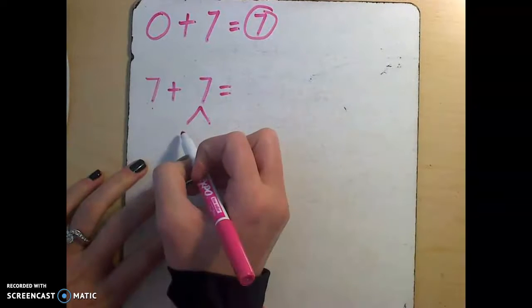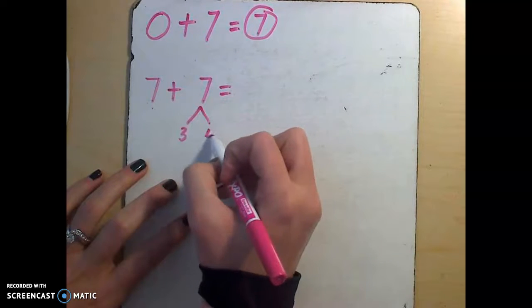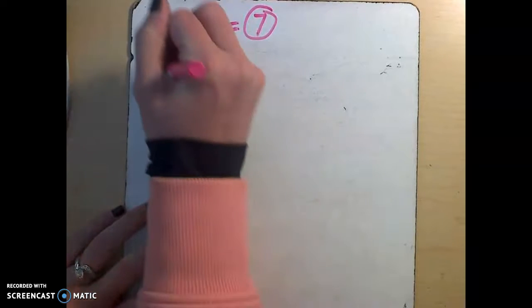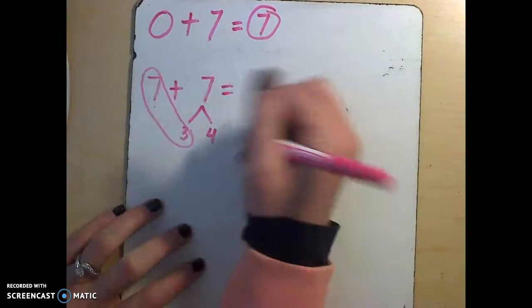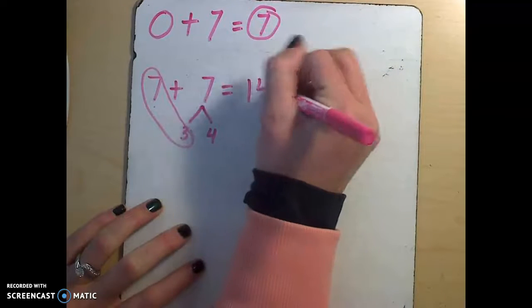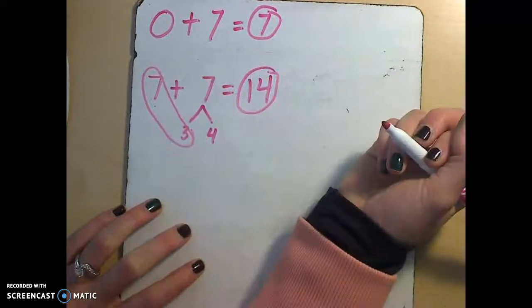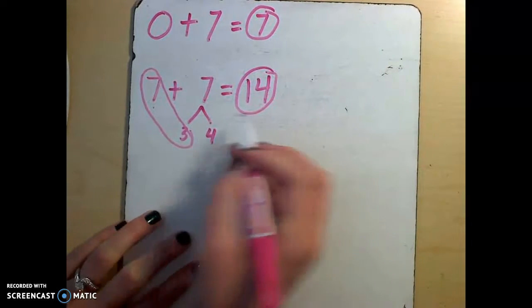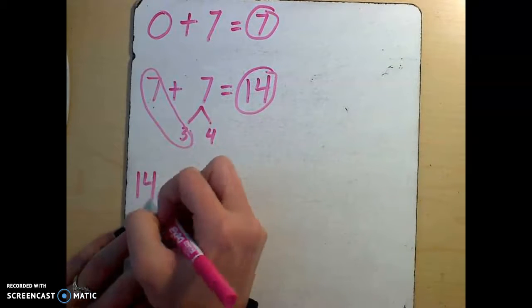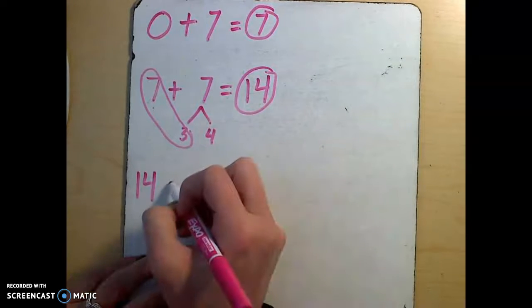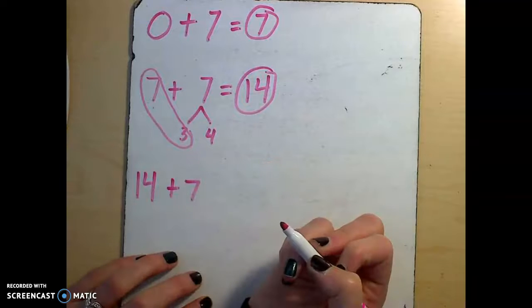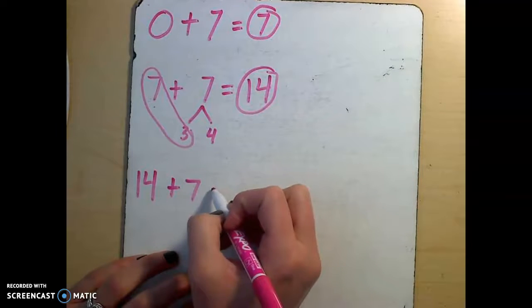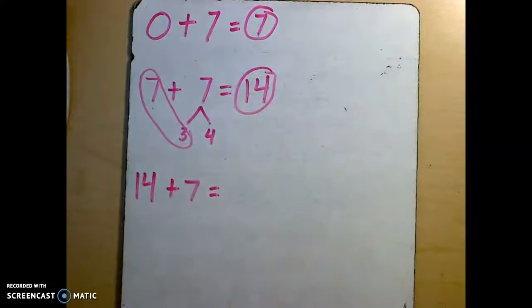Hopefully you said 3 and 4, because I know that 3 and 7 make 10 plus 4 is 14. That's 2 groups of 7. Now I'm going to take my 14. I'm going to add another set of 7. Now I need to do some more breaking down. How can I break this down to make adding easier?